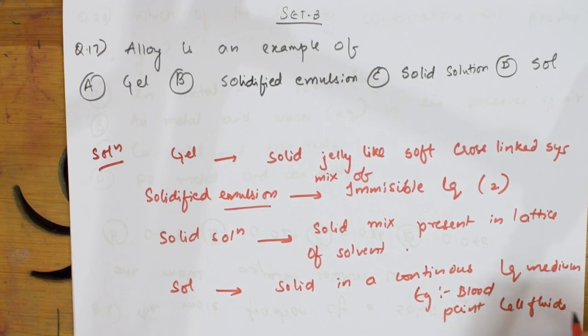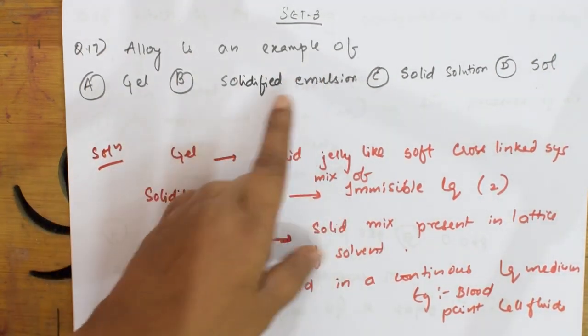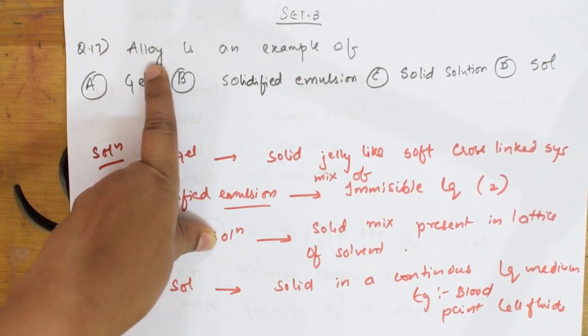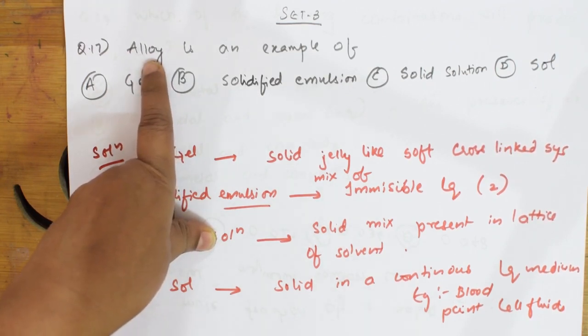Now what they ask us is that alloy is an example of what? What is an alloy? Basically, an alloy is a mixture of two or more elements which has metallic property. It means it is a combination of two or more metals. What are the different examples? Brass is an alloy of copper and zinc. Steel is an alloy of iron and carbon. Like that, it is a combination of two or more metals.